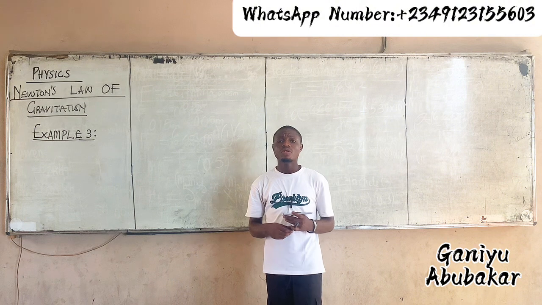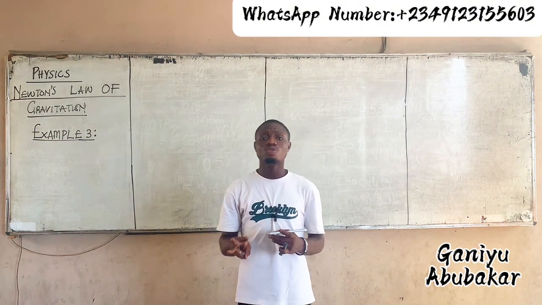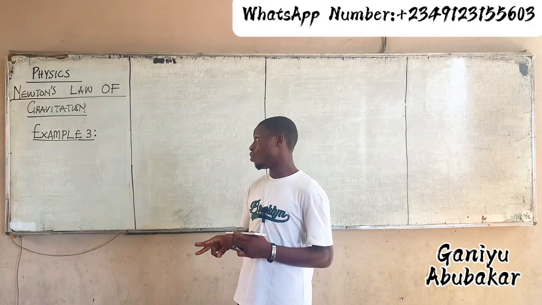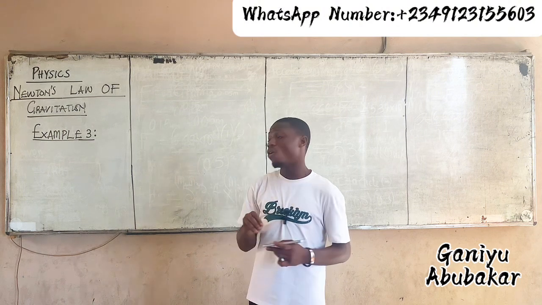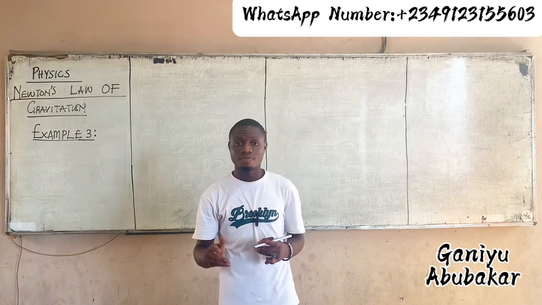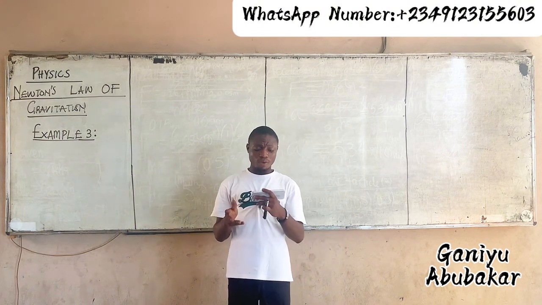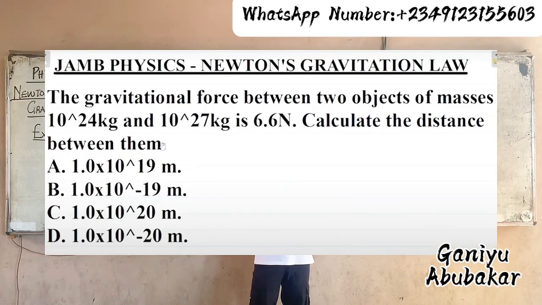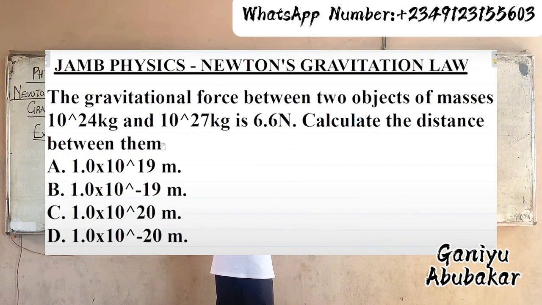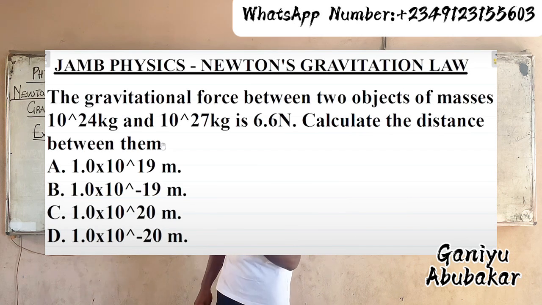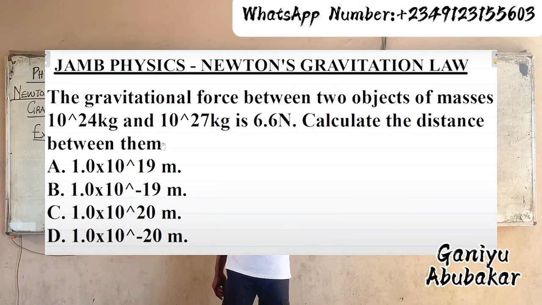Welcome to the third example in the study of Newton's law of gravitation. The example goes below. The gravitational force between two objects of mass 6 × 10^24 kilograms and 10^27 kilograms is 6.6 Newtons. Calculate the distance between them.